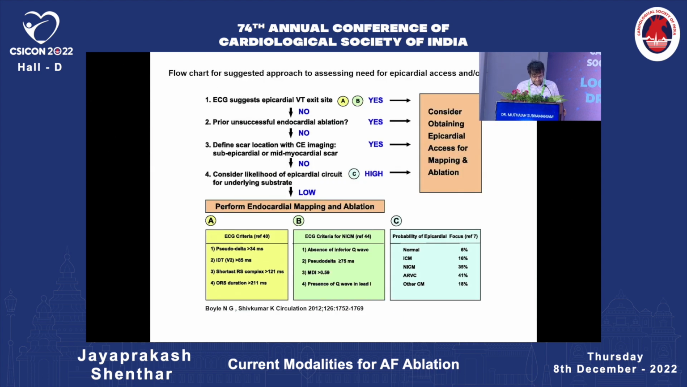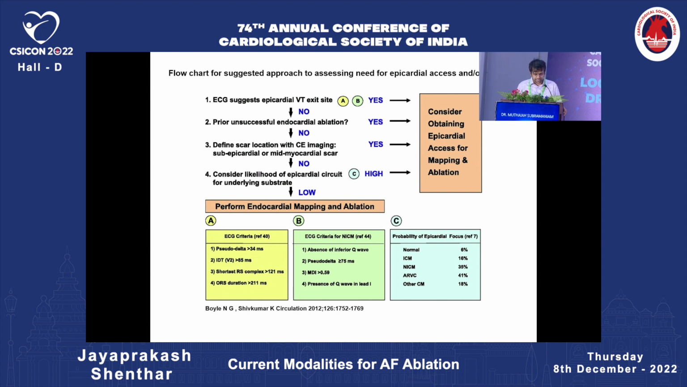So these ECG criteria, pseudo delta, intrinsicoid deflection time, they all mean sort of the same thing. Does it take a long time from the start of the QRS to reach the peak of the QRS? And if it takes a long time, usually it is suggestive of an epicardial origin for the VT or an epicardial exit for the VT.